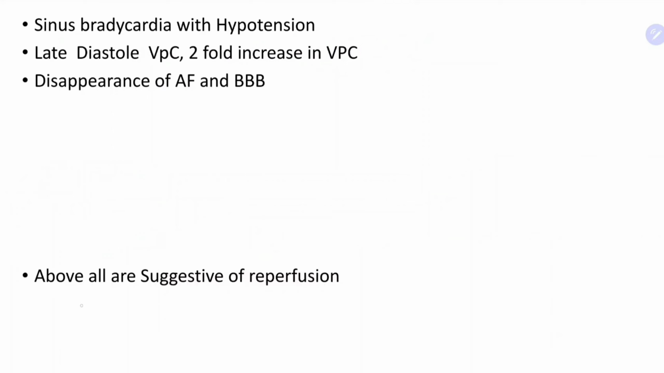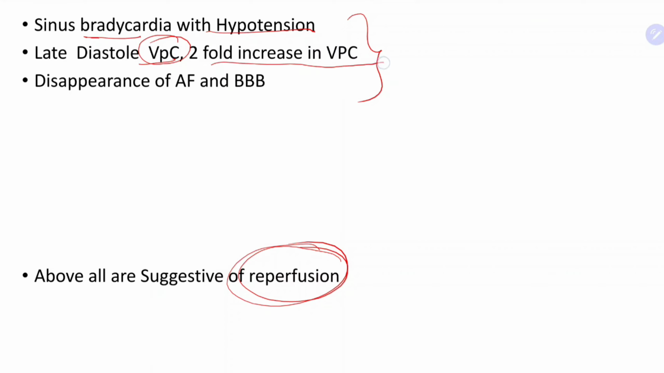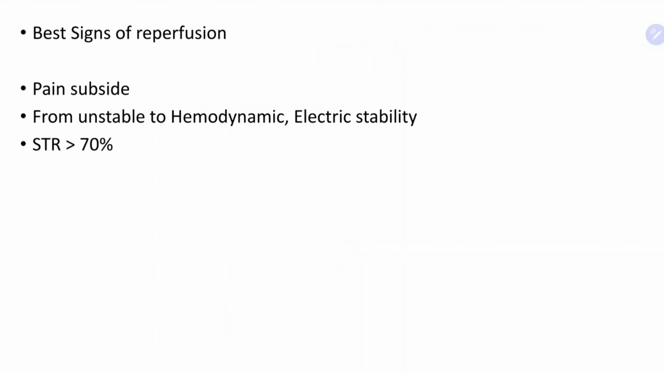Now this is one of the important things. These are also markers of reperfusion, but not that important. Sinus bradycardia with hypotension is a good sign. Late diastolic VPC is also a good sign. A two-fold increase in VPCs is a good sign. Earlier AFib and VPB pattern that later disappears after thrombolysis is a good sign. So these signs together are also suggestive of good reperfusion.